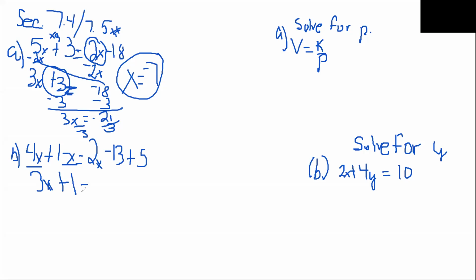equal, on the right side, what will I combine? Just what I see, negative 13 plus 5. That result will become a negative 8. So there I have 2x minus 8.